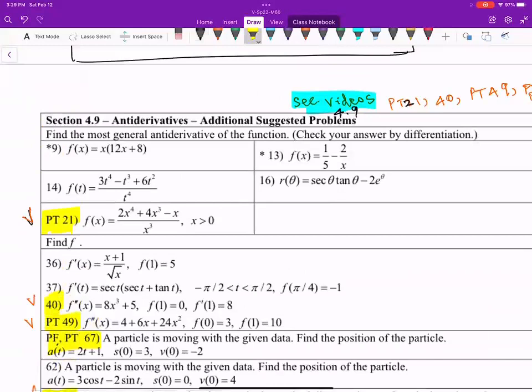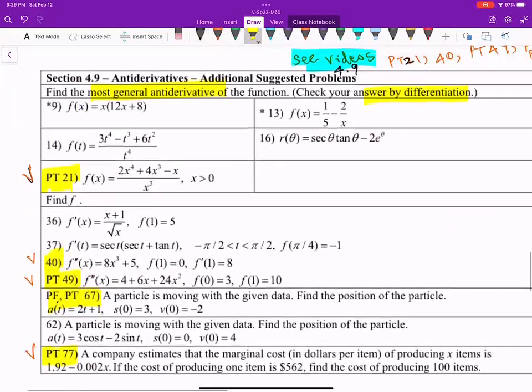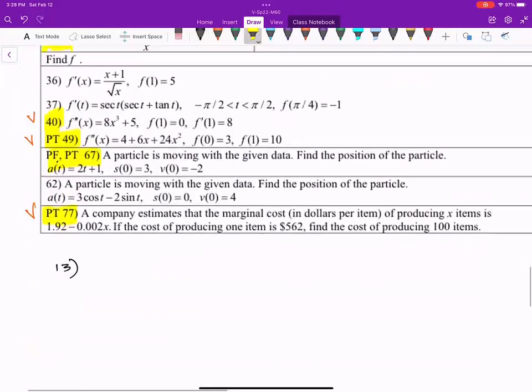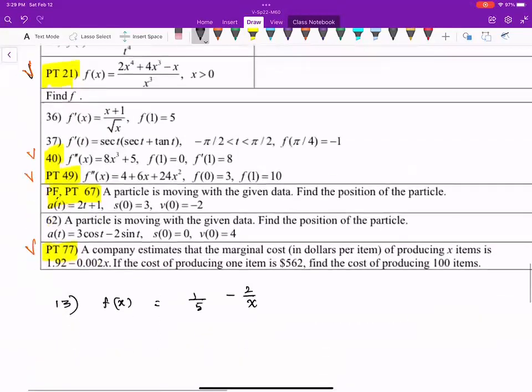Find the most general antiderivative of the function. Check your answer by differentiation. So what is number 13? It says it's 1 over 5 minus 2 over x. One over 5 minus 2 over x.